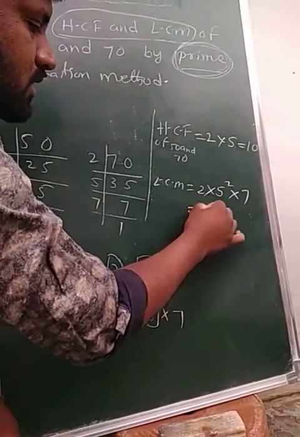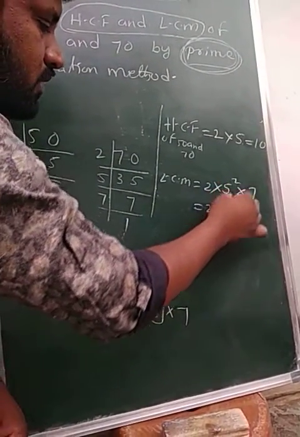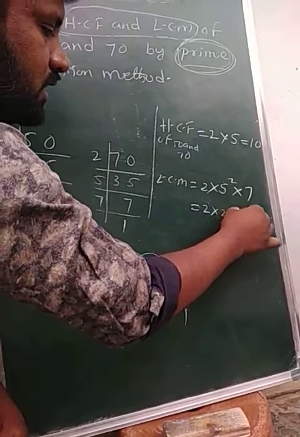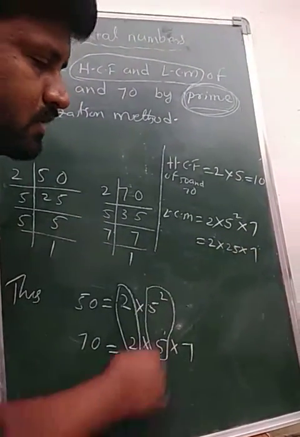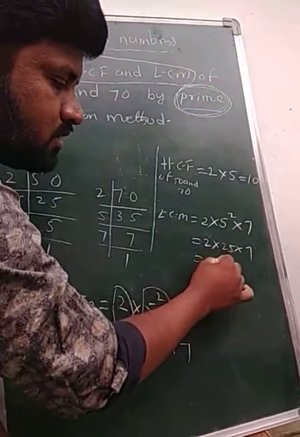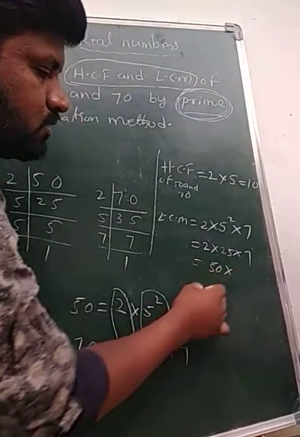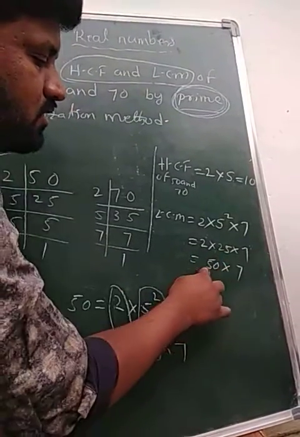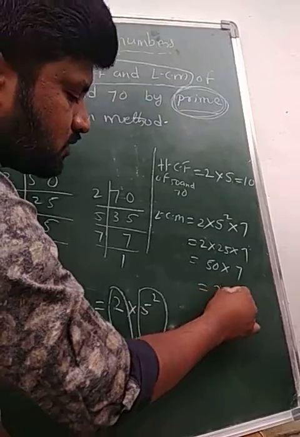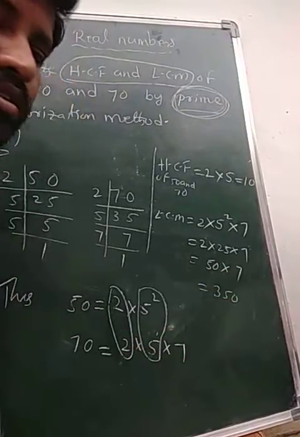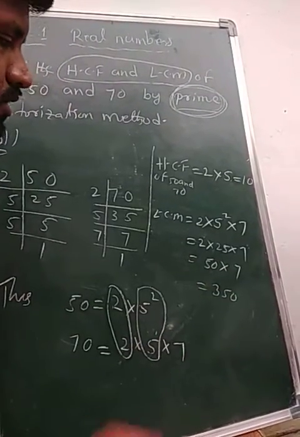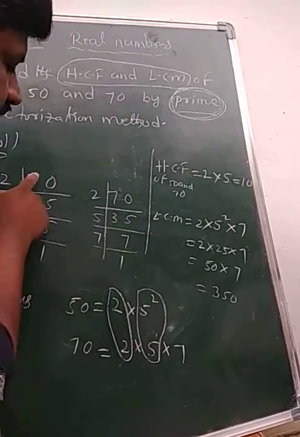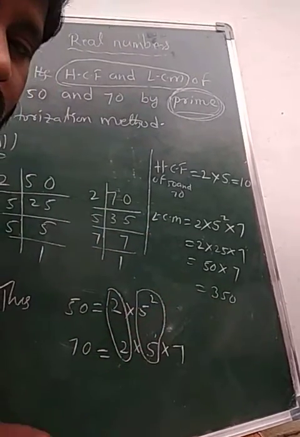So we can write here 2 into 5 power 2, that is 25, into 7. 2 twenty-fives are 50, into 7. 5 sevens are 35, that is 350. Okay, so the LCM of 50 and 70 is 350.